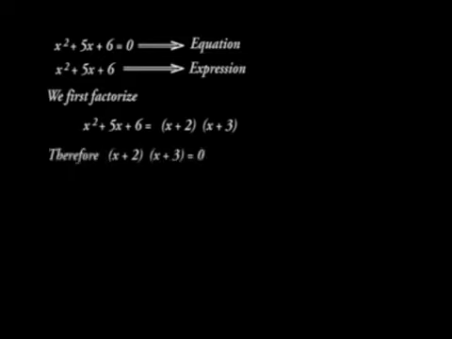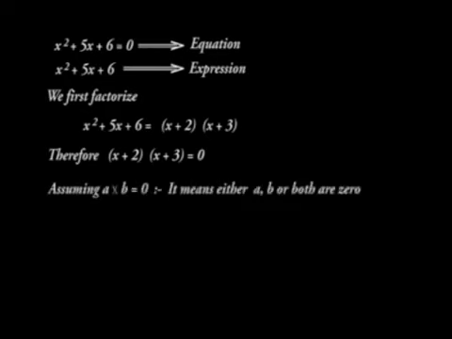We first factorize the equation. x squared plus 5x plus 6 is equal to (x plus 2) times (x plus 3). Therefore, (x plus 2) times (x plus 3) is equal to 0. Now, assuming a times b is 0, it means either a, b, or both is 0. Equally, for the above case, either x plus 2, x plus 3, or both is 0.